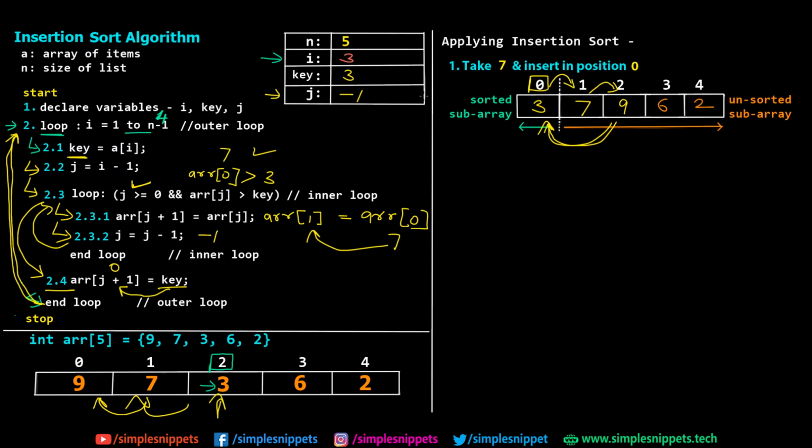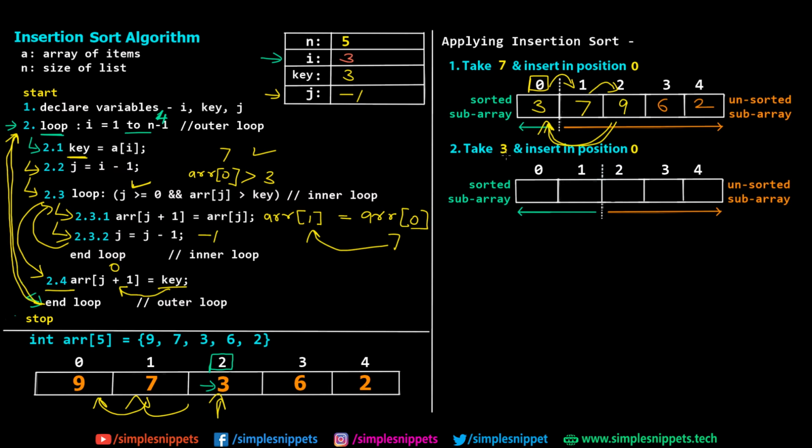So after the second time the outer loop executes, let's see what changes happen. So we have to take 3 and insert it at position 0. So you can see we inserted 3 over here and we shifted 7 and 9 to the right. So we have 3 and 7 and then we have 9, 6 and 2. So slowly the sorted subarray is increasing in size. So these two are sorted, 3 and 7 in proper order, but 9, 6 and 2 are still unsorted, right? So this is how the insertion sort algorithm progresses.